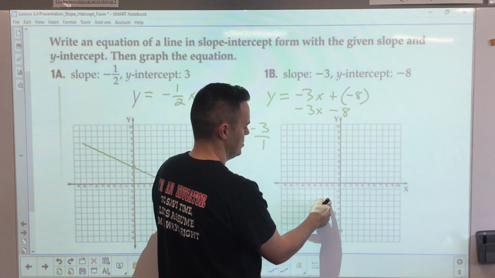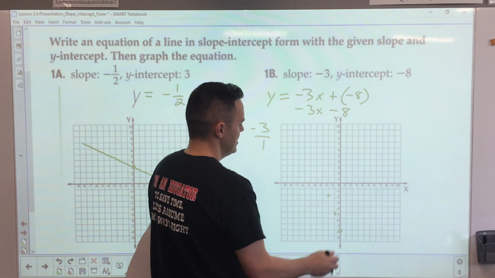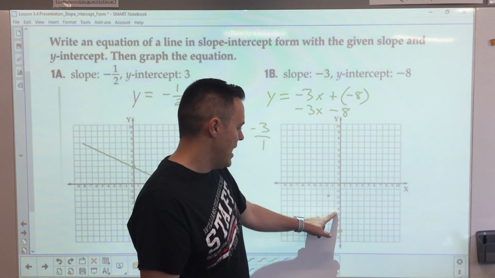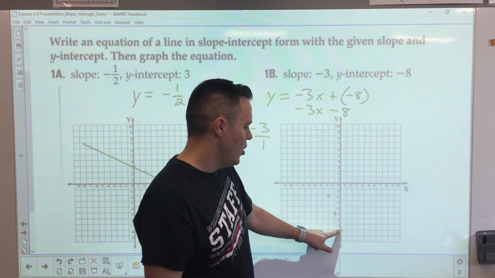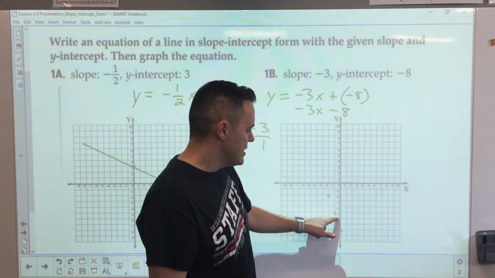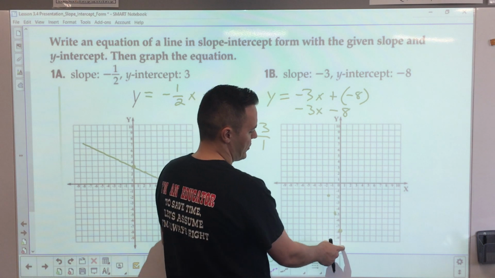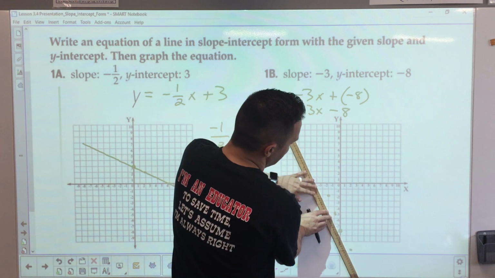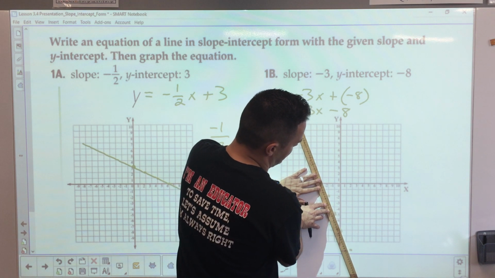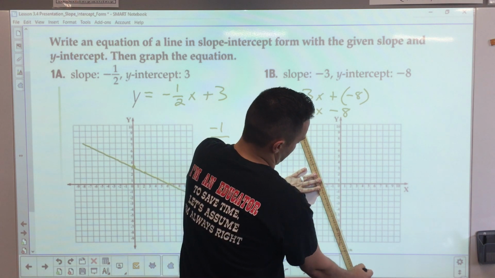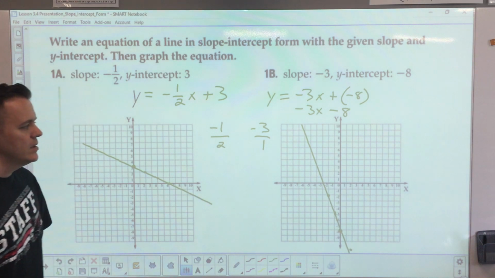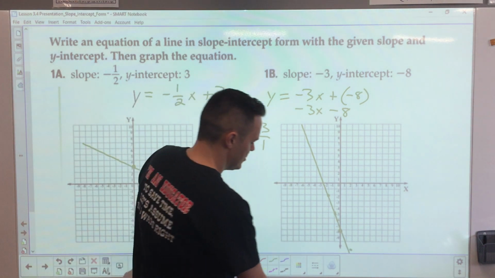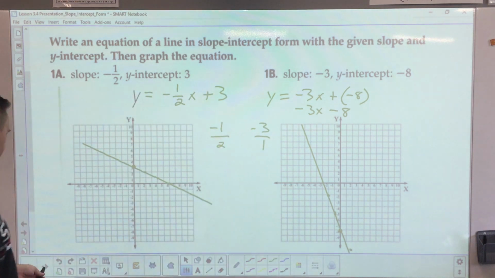Here, 1, 2, 3. Now how I know this is because I'm counting backwards in my head. If I go rise over 1, down 3, 1, 2, 3, over 1. So that's how I did that. Okay, now if I went down 3/1 down here, I'd be somewhere down here, and then my point would be down there. But hopefully you guys understand and get the drift. Draw my line. There you go. Okay, there's my slope-intercept form, and then here's what it actually looks like.